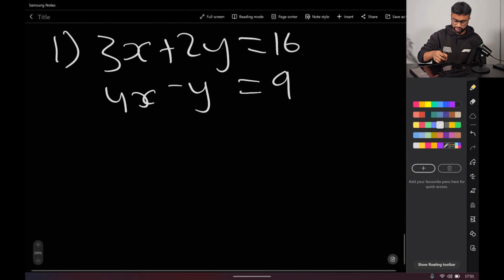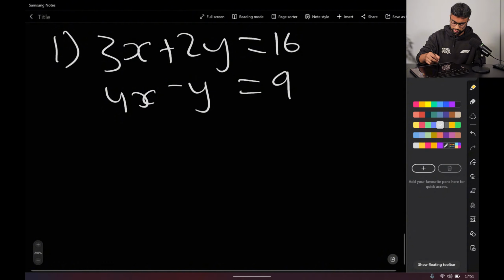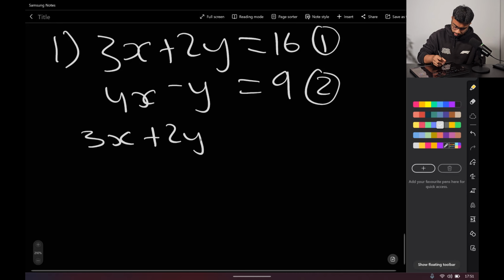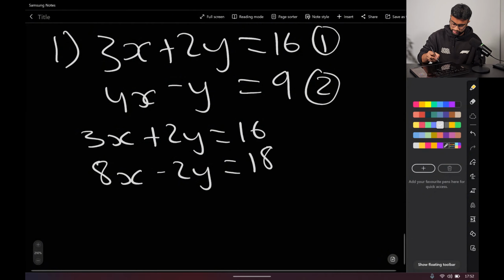So we want to eliminate either x or y in one of these equations so that we can find a value for either x or y. And the simplest way to do that is to make the y's or the x's cancel out. In order to get this, because we don't have it right now, we'd have to multiply the second equation by 2. And if we do that, our y's would both be 2y. So our new simultaneous equations would be 3x plus 2y equals 16 and 8x minus 2y is equal to 18.